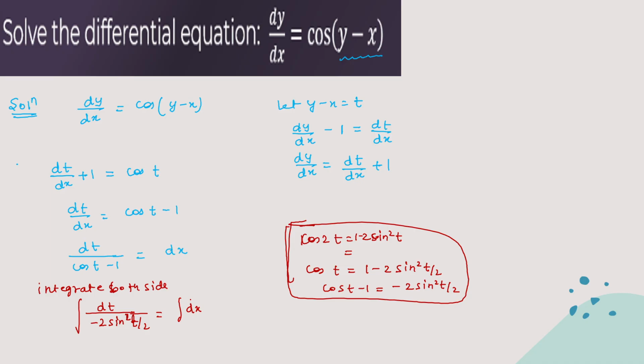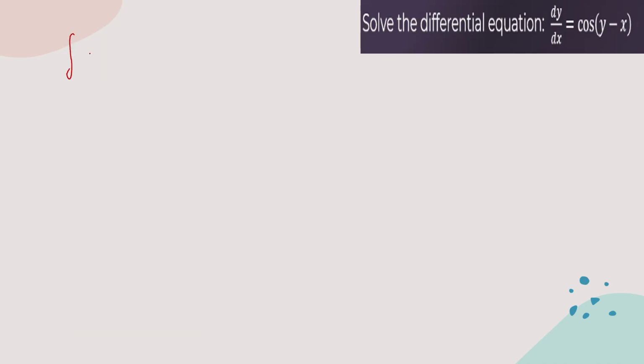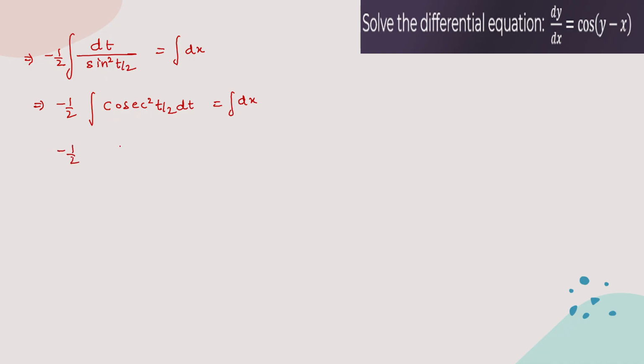Okay, let's go to the next page. So integration of dt upon minus 2 we can take outside, so minus 1 by 2 will remain like this, and in the denominator you will be having sine square t by 2 is equal to integration of dx. Further, if we do the reciprocal of this sine square t by 2, it will become cosec square t by 2 dt is equal to integration of dx. Now it is easy to integrate this. Cosec square t by 2 integration is nothing but cot t, actually cot t by 2.